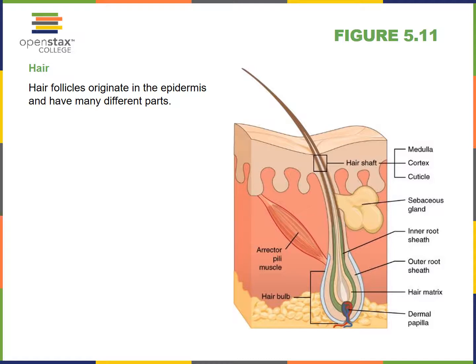The hair root, as we can see in the picture, ends deep in the dermis at the hair bulb. And there's a layer of mitotically active basal cells. We find that layer called the hair matrix. And the hair bulb surrounds the hair papilla, which is connective tissue containing the blood capillaries and the nerve endings from the dermis.